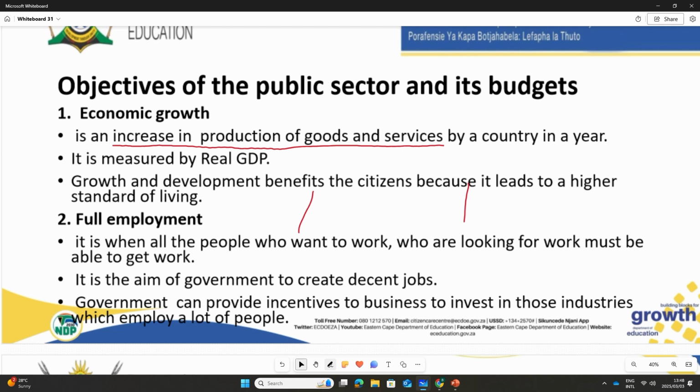And then another aim: government can provide incentives to businesses to invest in those industries which employ a lot of people. So another initiative that government makes is to give money to the businesses, which are the incentives, so that those industries can produce more because they are assisted by the government to employ more people. So government provides employment, as government is an employer, and also government assists other businesses.